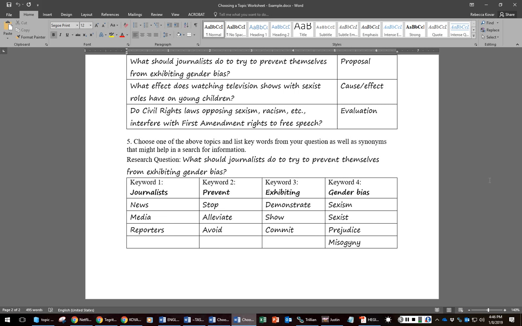And of course, searching in the library is a different lesson. For this one, you just need to fill out the worksheet. Explore several topics, narrow it down to what aspect of a topic that you are going to be writing about.